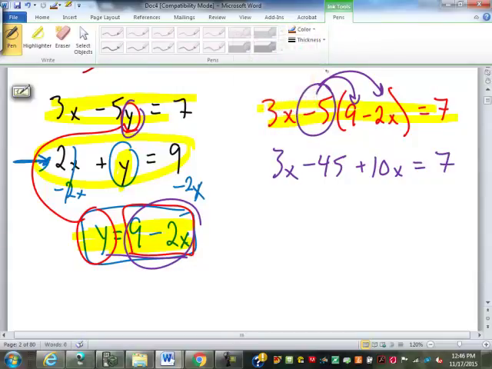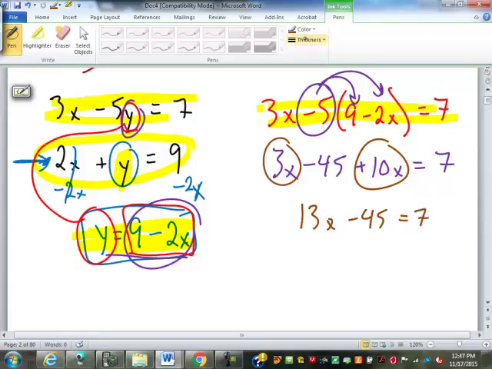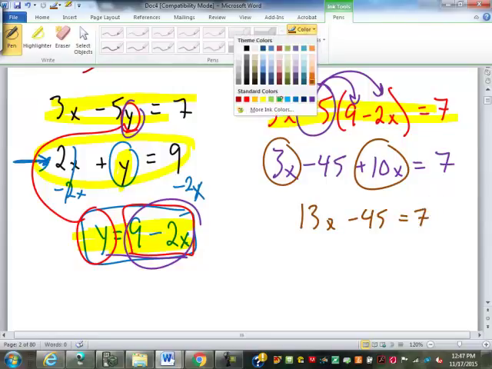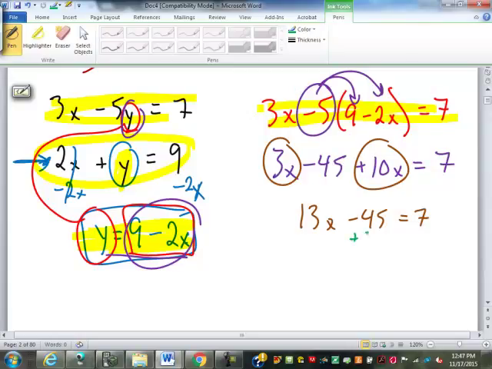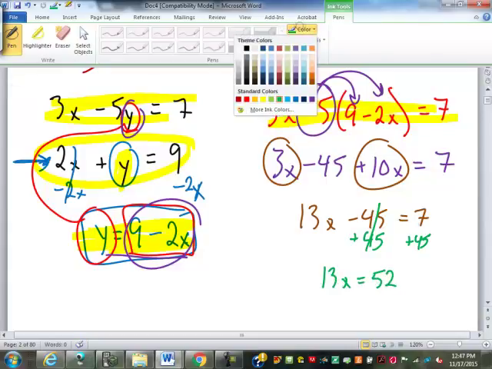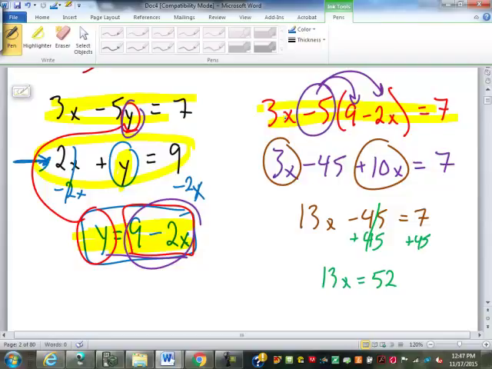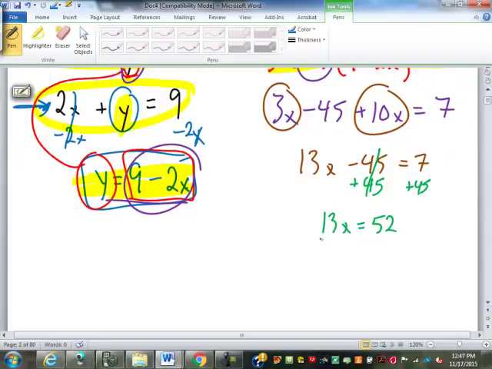Now what? Well, we want to combine our x's first. 3x and 10x make 13x. Minus 45 equals 7. Now we could probably get rid of the 45 by adding 45. So 13x equals 52. And then divide by 13. x equals 4. So we now know that x equals 4.